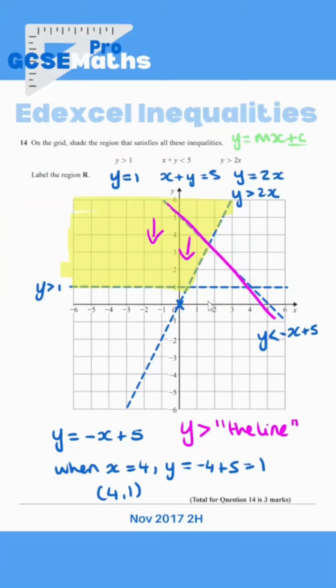And now we've found our region. So here is my region. It's above the 1 line, above the 2x line, and below the minus x plus 5 line.